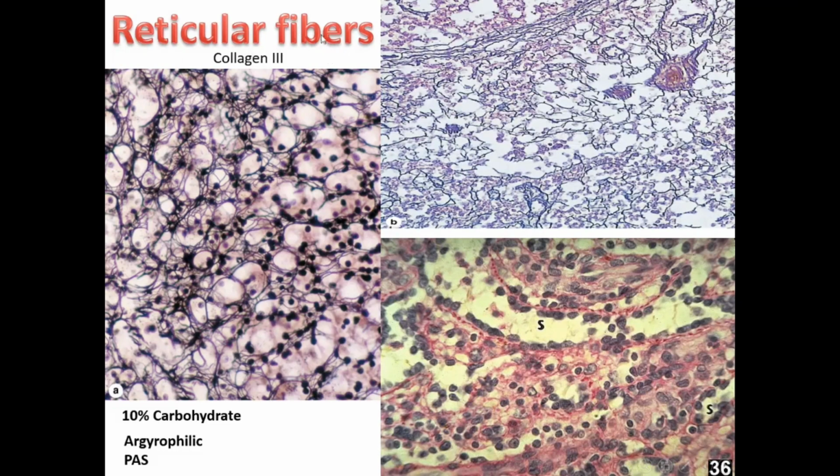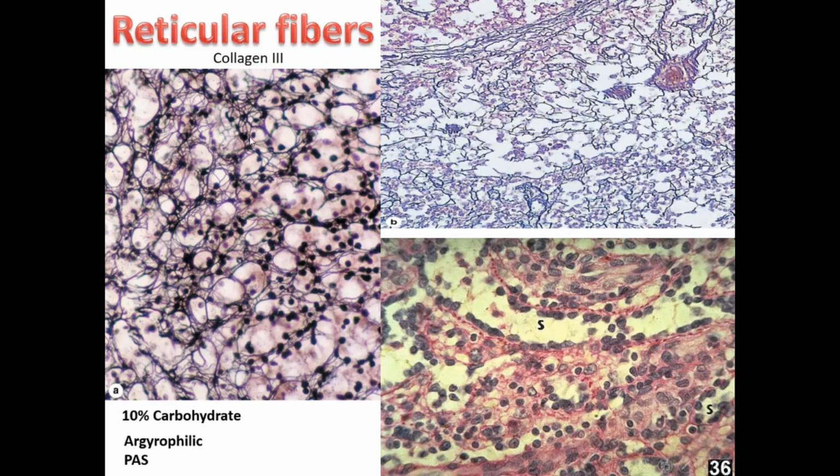The second fiber is the reticular fiber. Reticular fiber is formed by collagen 3. Collagen 3, usually by H&E staining, we cannot see because it's very delicate. We have these fibers in delicate connective tissue, especially in immune system tissues.